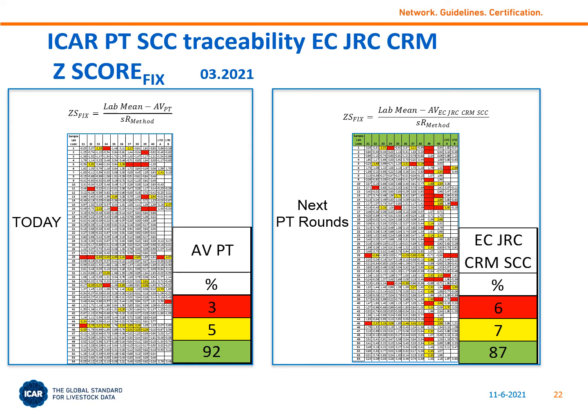From this figure, you can see the different percentage of Z-score in the different classes with the application of the two formulas. The expectation is that step by step, the laboratories' performance moves closer to the assigned values traceable to the certified reference material, and the percentage of the green Z-score will increase.